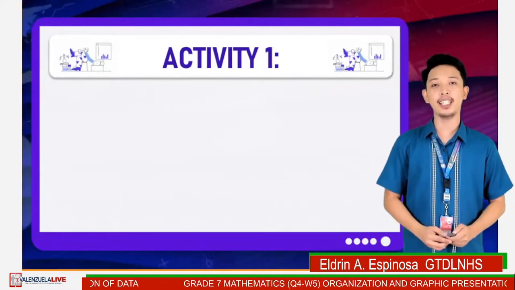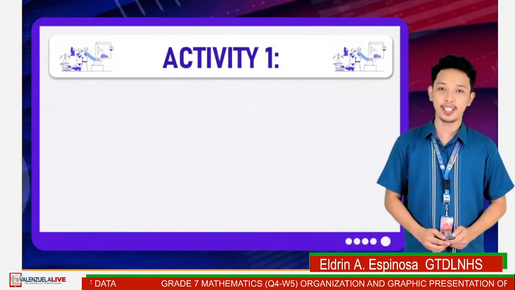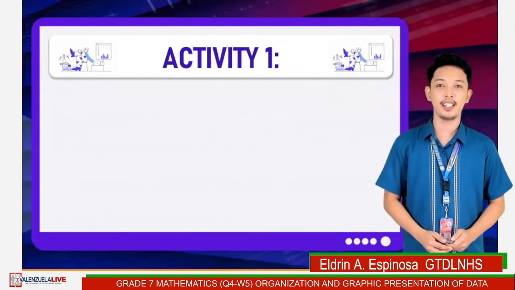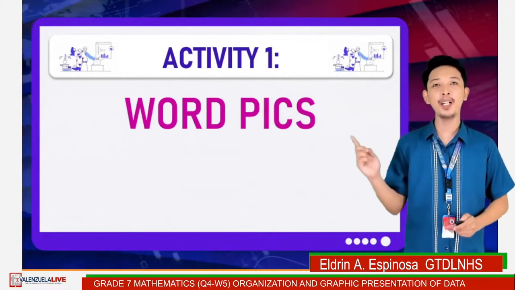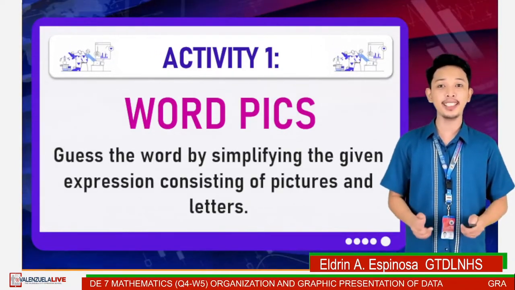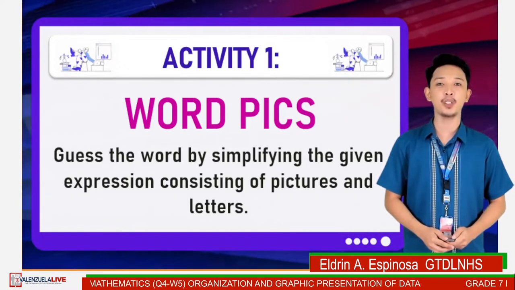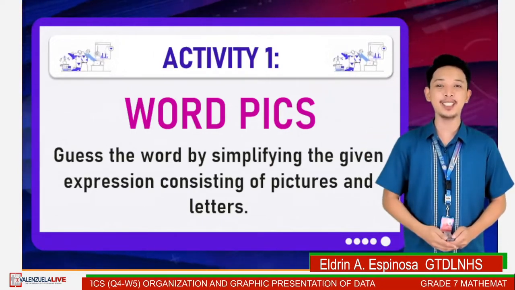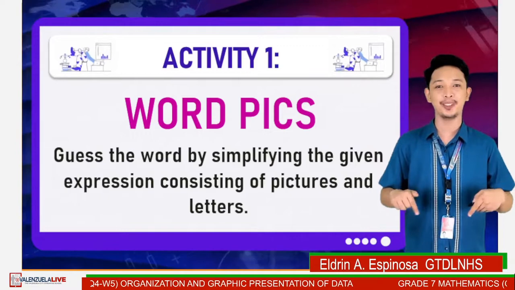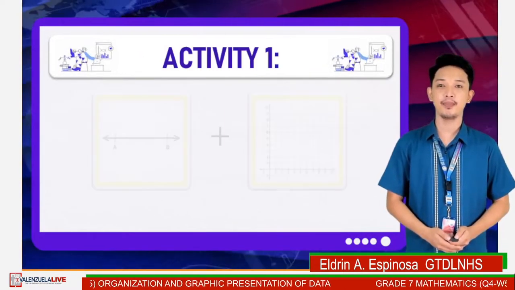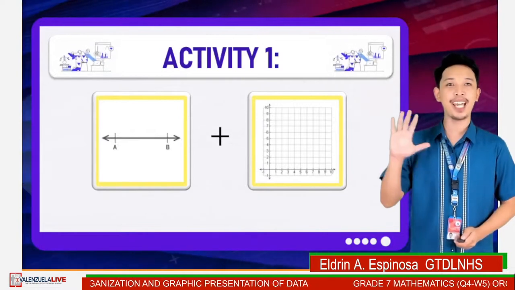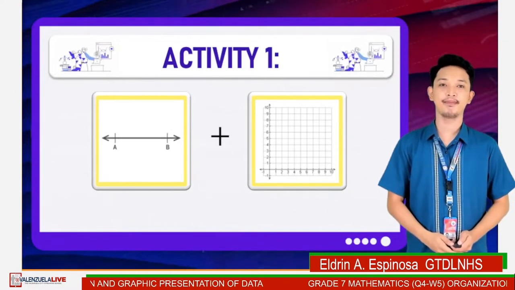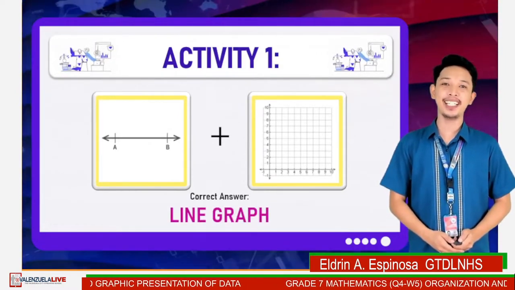For our first activity, let us see what you already know about graphs, aside from the pie chart or circle graph and bar graph. Now, let's play word picks. Your task is to guess the word by simplifying the given expression consisting of pictures and letters. Are you ready? You have 5 seconds to write your answer in our comment box below. For the first set of word picks, 5 seconds, go! Very good! The correct answer is line graph.